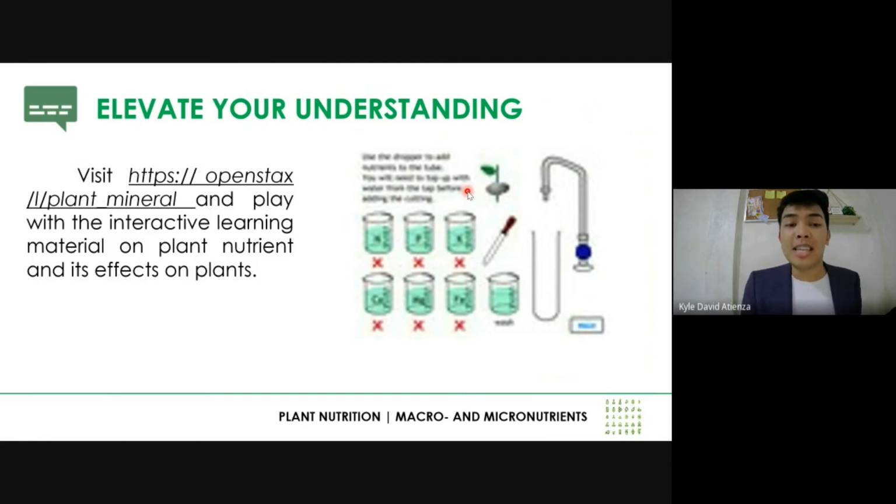You may visit the link that is presented now on your screen. The same link is written in your self-learning module. After playing with this interactive learning material, I want you to now answer the three process questions for this activity. First is, what have you noticed with the plant leaves when a specific nutrient is deficient? Do you think it is normal for a plant to experience nutrient deficiency? Why or why not? And last is, as a student, what can you do to avoid plant nutrient deficiencies?